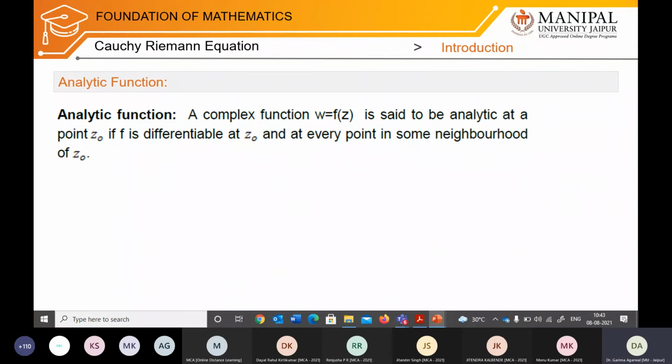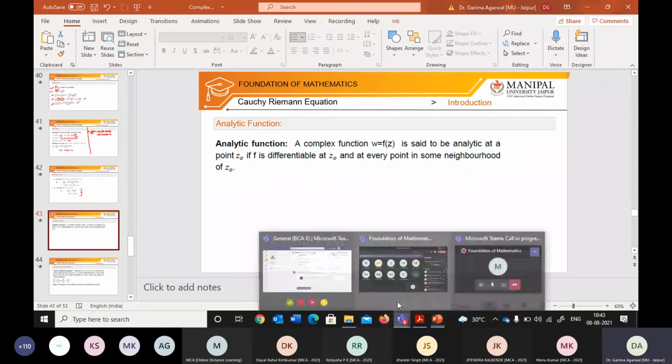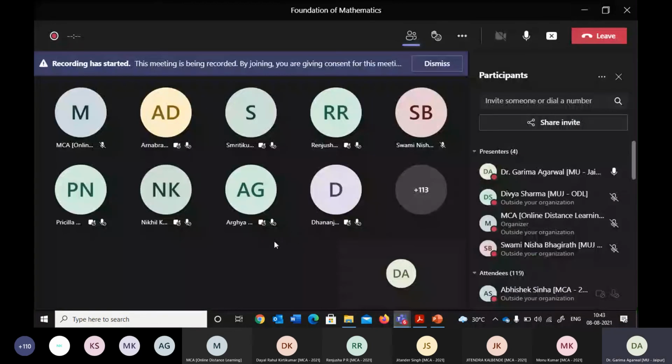Right? Then the analytic function. Okay. If you have any problem or query, please raise your hand. No? Fine. So, can we move forward?